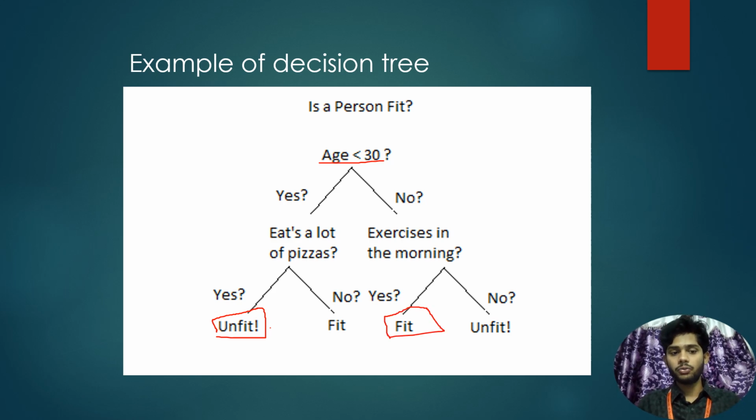So we discussed the three processes. First we selected the decision node, and we split it into two nodes, eats a lot of pizzas and exercises in the morning. Now we selected the eats a lot of pizzas node, and then we split it into two parts, unfit and fit. If a person eats a lot of pizzas, he will be unfit. Then we selected the other node, exercises in the morning, and split it into two nodes, fit and unfit. Now you can see here, if a person exercises in the morning, he will be fit. So this is the final outcome.